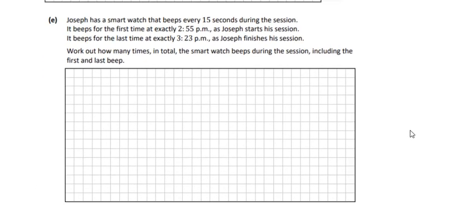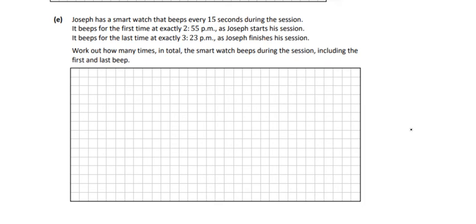Right, part E. So we're getting there now. Joseph has a smartwatch that beeps every 15 seconds during the session. It beeps for the first time at exactly 2:55, as Joseph starts his session, and it beeps for the last time at exactly 3:23 as he finishes. So if it beeps every 15 seconds, well, there's 15 seconds in a quarter of a minute: 15, 30, 45, 60. So it's going to beep 4 times per minute.